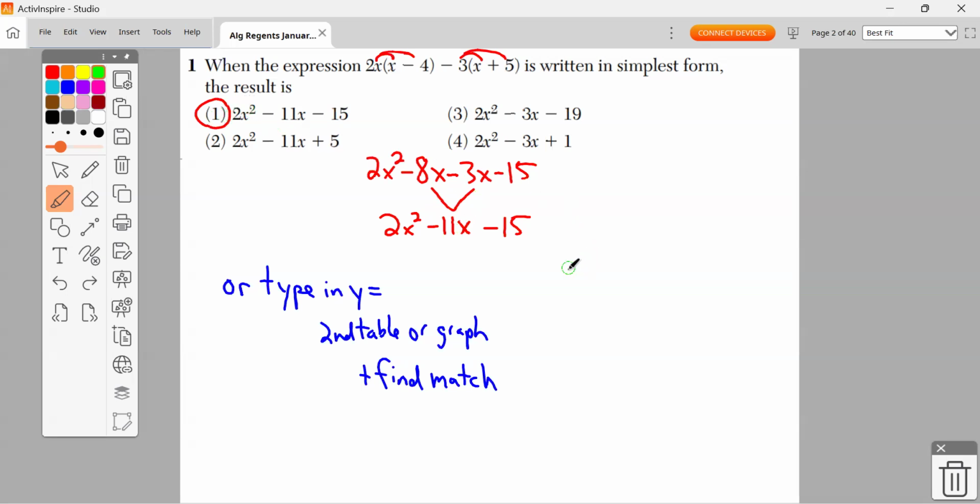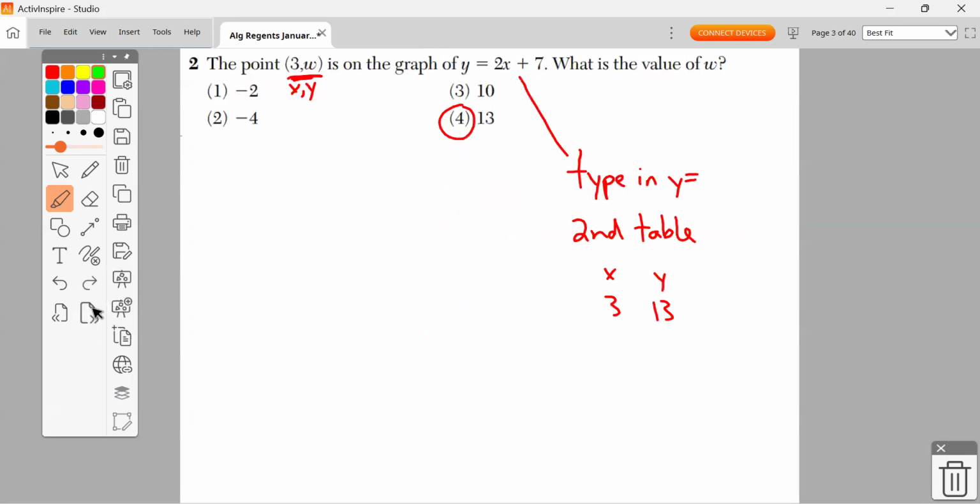The easier way, the cheater way, is to type this equation, the whole thing just as it is, into your y equals, and then type in your choice as well into your other y equals, and hit second and table and compare them. If they match, then it's the same. It's the right answer. Or you could type both of them into your y equals and hit graph and find the match as well. This one will match. The other three choices will not match. The one that matches is your answer.